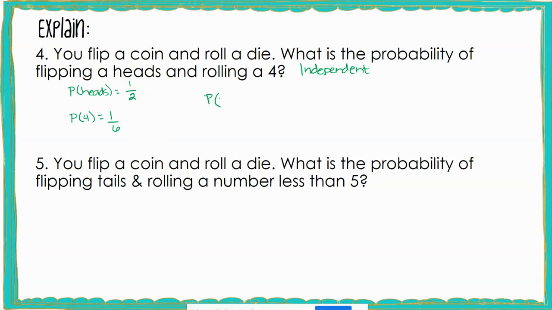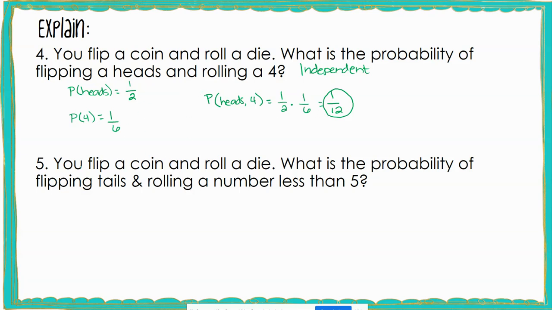If we want to find the probability of a heads, then a 4, we're going to take these two probabilities and multiply. So we're going to do 1/2 times 1/6. 1 times 1 is 1, and 2 times 6 is 12. So the probability of a heads, then a 4, is 1/12.